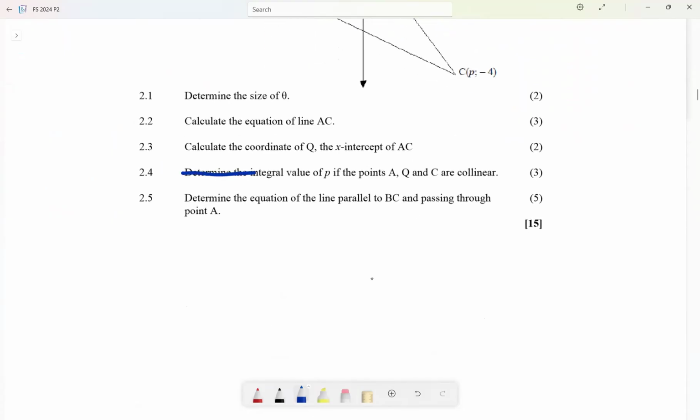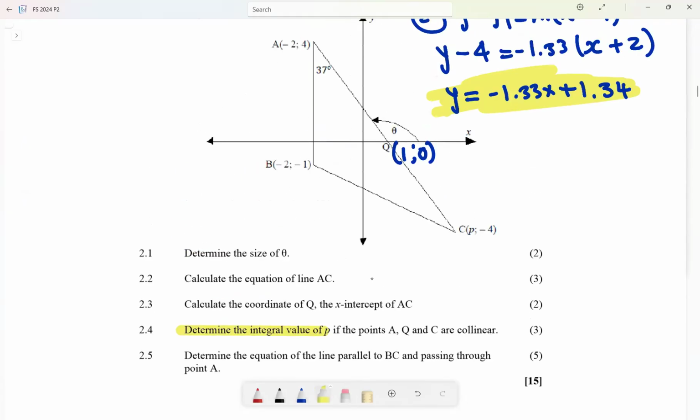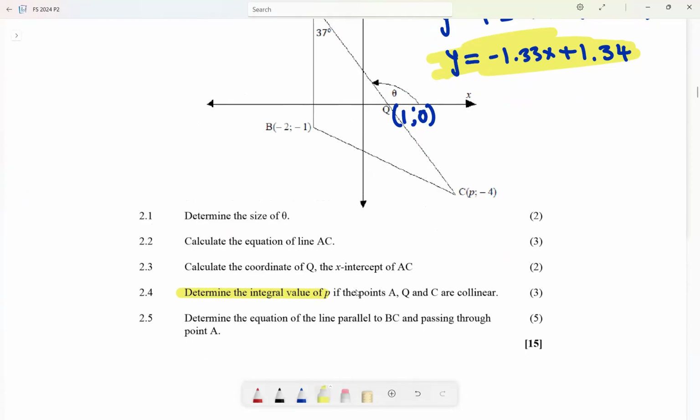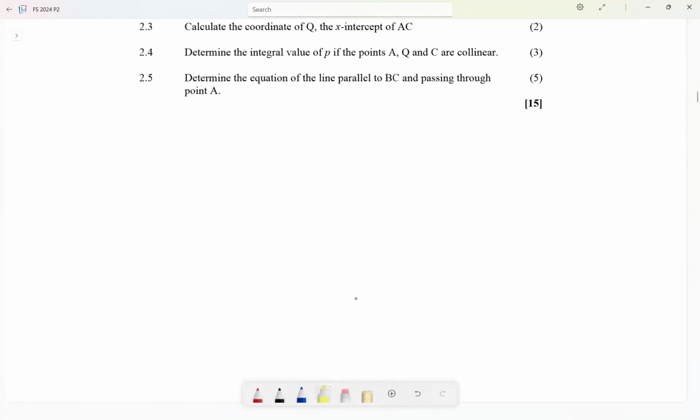Now, determine the integral value of p if points A, Q, C are collinear. Okay. Determine the integral value p. If the points A, Q, C are collinear, what does collinear mean? Let's just start there.